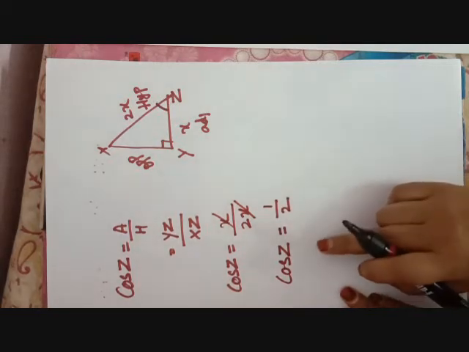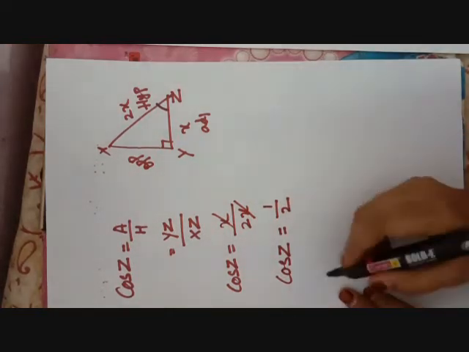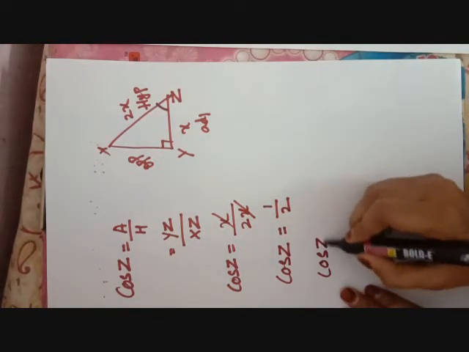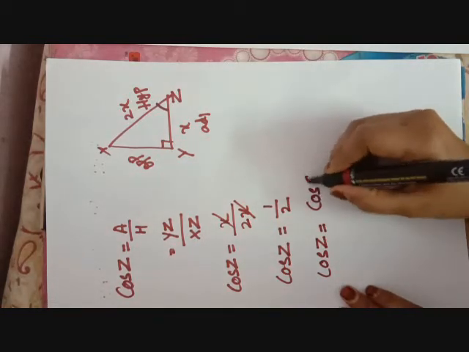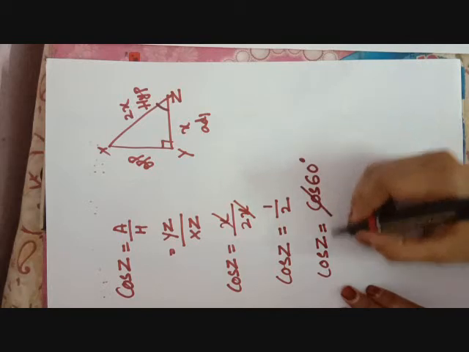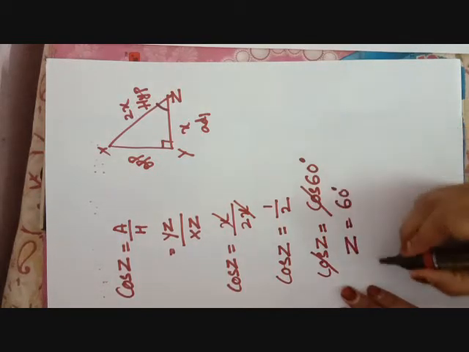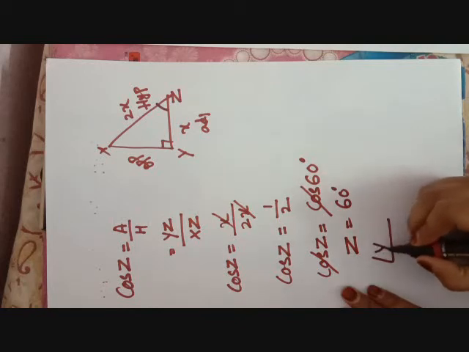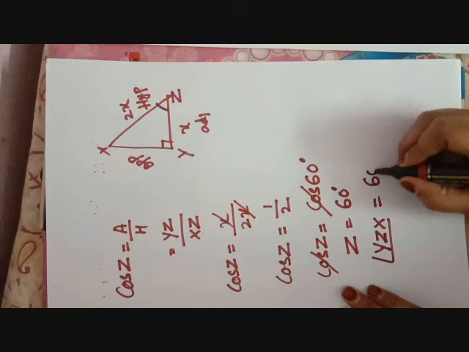Now recollect, get back to the table. In cos, when is it 1 by 2? That is cos z is equals to cos 60 is 1 by 2. Cos get cancelled. Z is equals to 60 degrees. That means angle YZX is equals to 60 degrees.